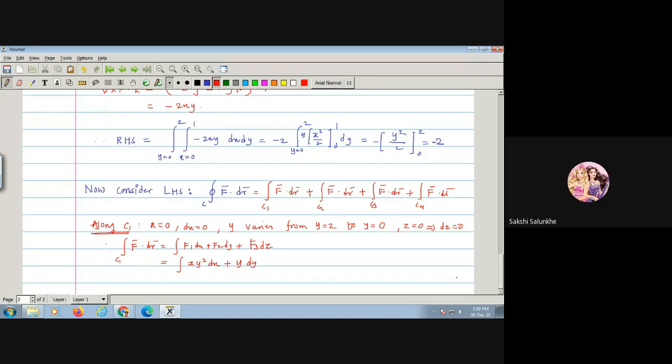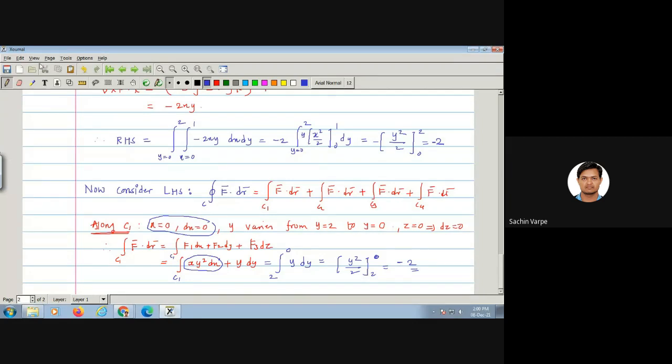Yes, sir. So again, along C1, x is 0 and dx is also 0, so the first component is also 0. So we get integration of y dy where y varies from 2 to 0. So what is the answer? Y square by 2 from 2 to 0. So 0 minus 4 by 2, that is minus 2. Minus 2 is the value along C1.